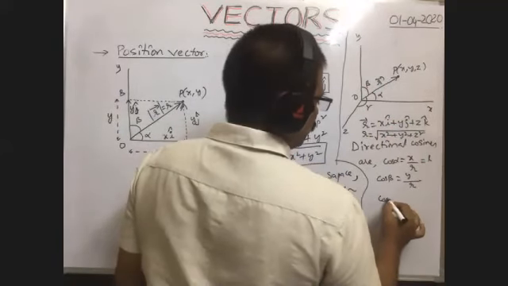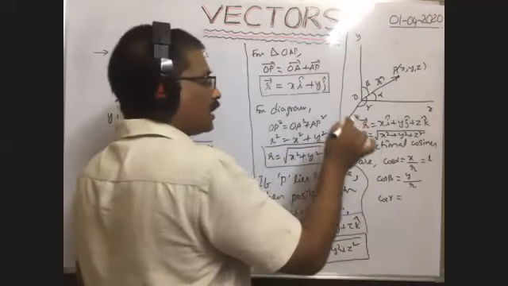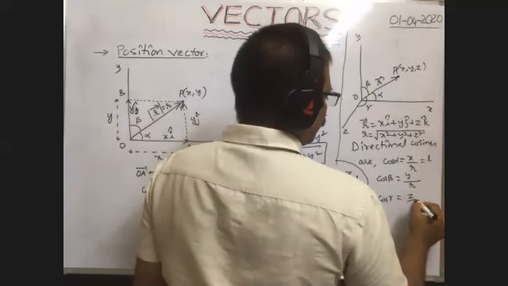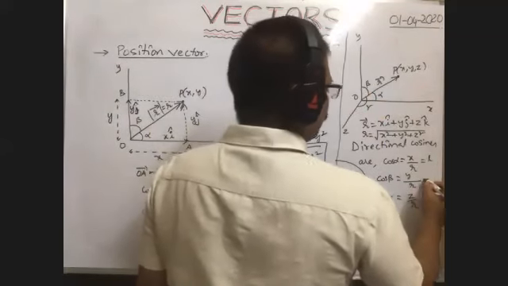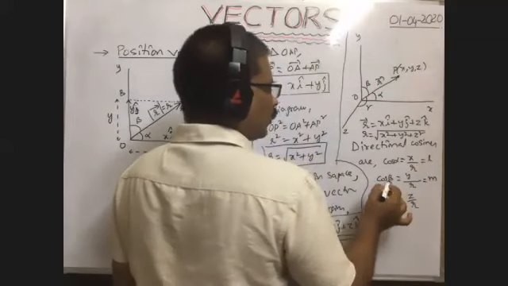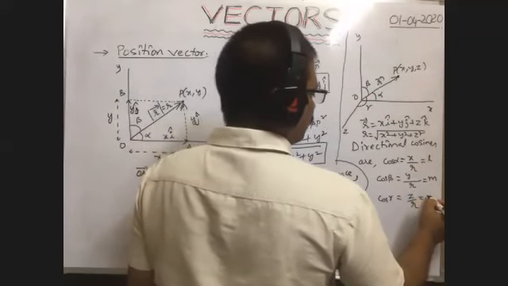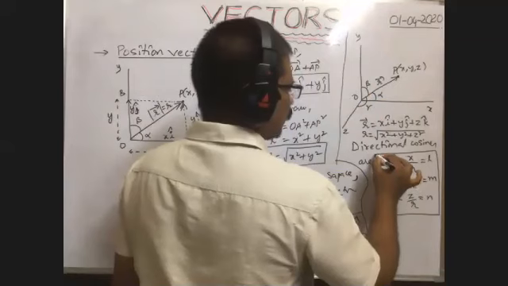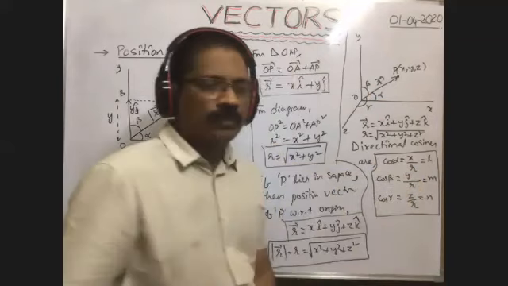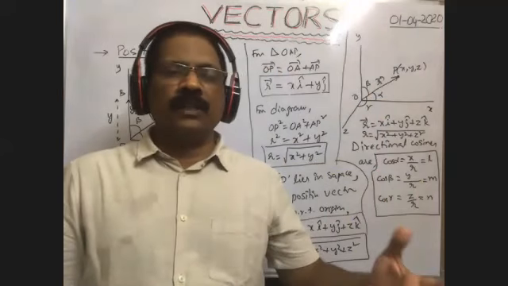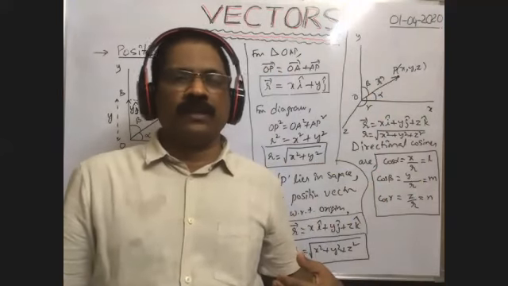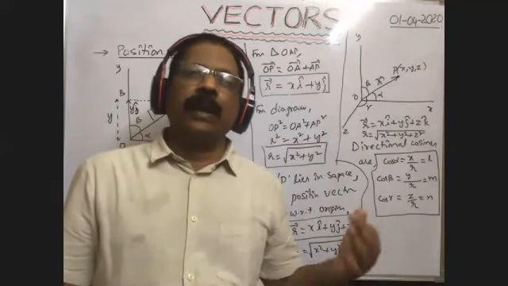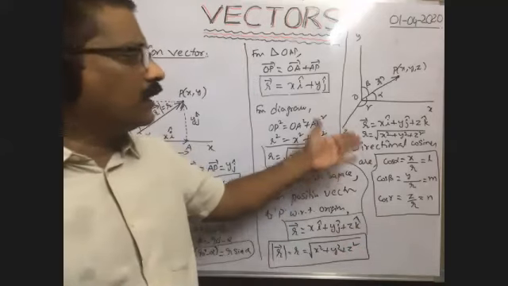Next, another directional cosine. That means cos of the angle made by this vector with the positive z-axis, which is equal to the z component by the magnitude of the entire given vector. This directional cosine is represented with m, and this one is represented with n. So these are called directional cosines. Cos alpha is equal to the x component by the magnitude of the vector, cos beta is equal to the y component by the magnitude of the vector, and cos gamma is equal to the z component by the magnitude of that vector. In this way, we can have the directional cosines.